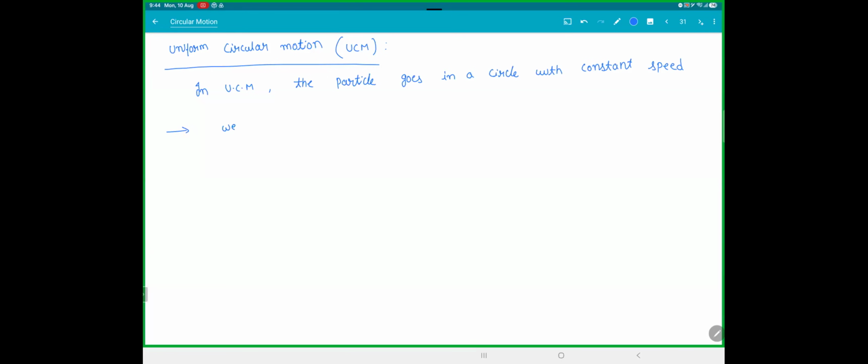One, now, since you're going in a circle, the direction is changing. So there's an acceleration. That much we are sure. So we can say the acceleration is always perpendicular to the velocity. We'll see why.